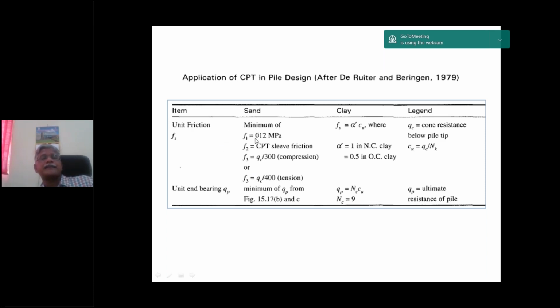So in case of sand, the minimum of these three, F1, F2, F3, can be taken: 0.12 megapascal, or the CPT sleeve friction directly, or the cone resistance divided by 300. So like this, these empirical relations can also be followed sometimes to estimate the actual skin friction of a pile.